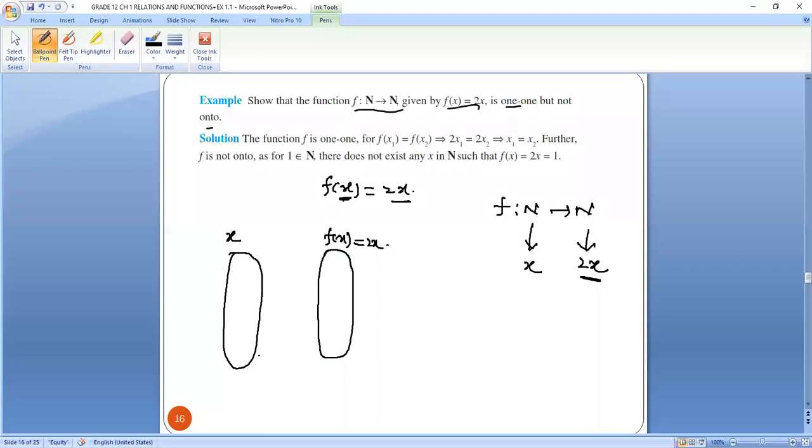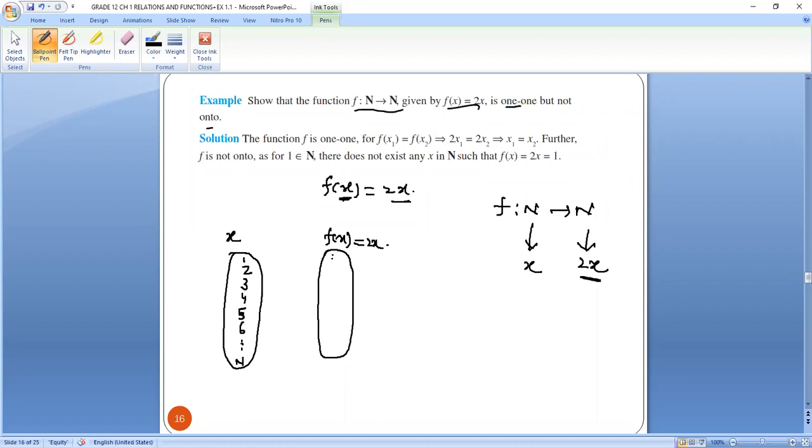This will take all the values of x, and this set will take all the values of 2x. Now n natural numbers means here it will be 1, 2, 3, 4, 5, 6. Again it is going up to infinity. And natural numbers will be going up to infinity. We cannot check the last number, right? Then f of x is equal to 2x.